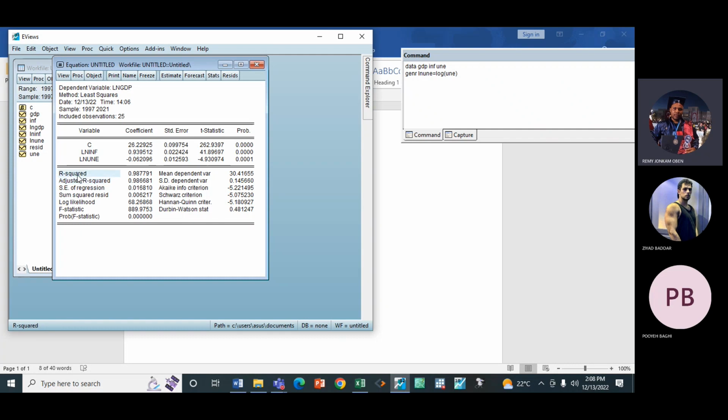R squared shows you the explanatory power of your model. How much variation in your dependent variable can the independent variables explain? That's R squared. Adjusted R squared still shows you explanatory power. But the difference is that, as I explained to you, whenever you add extra variables to your model, the R squared must go up. Of course, we know that a high R squared means the model has good explanatory power. But if you add a useless variable which cannot explain anything, the R squared will still go up.